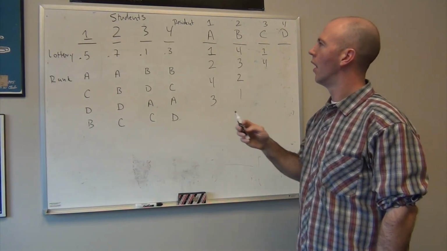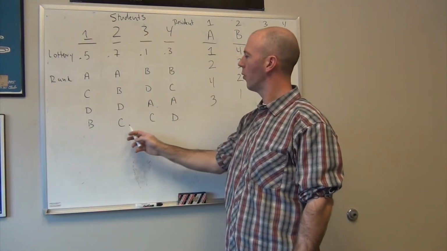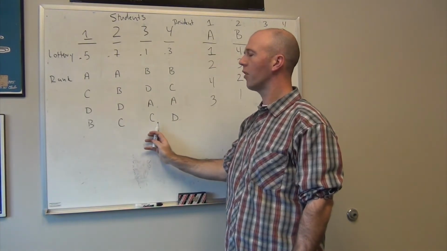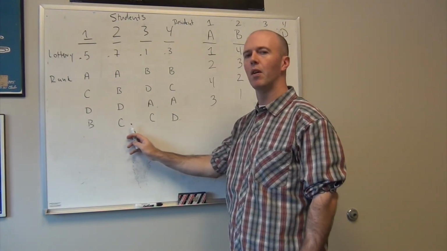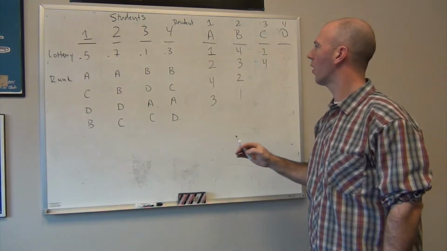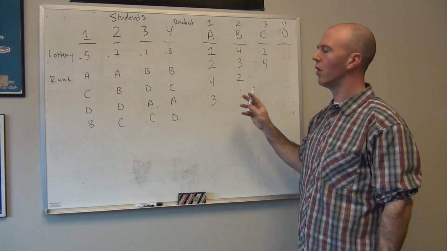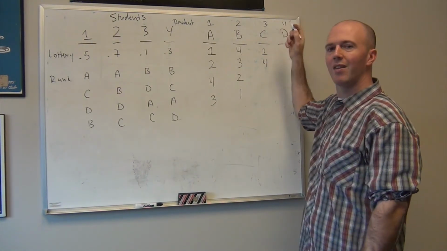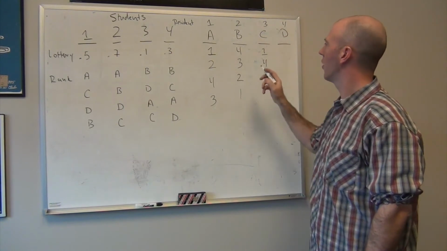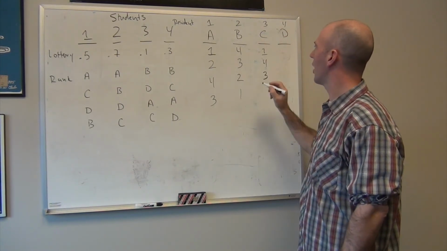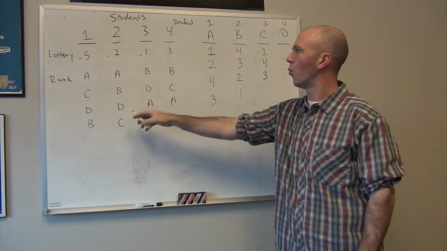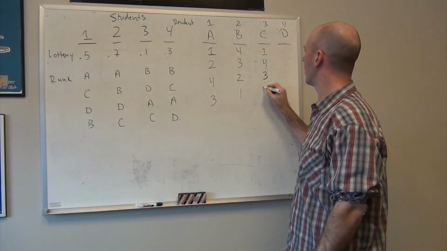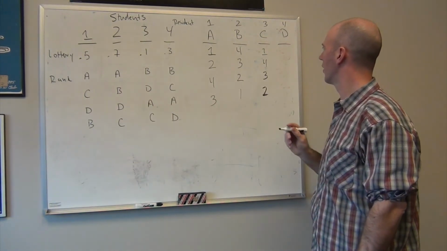Of the remaining 2 students, we look to see who ranks C the highest. Well, they both rank C the same. Our second question is, are either one of these students a neighborhood student? And in this case, 3 is the neighborhood student of C. And so that means 3 is going to have higher priority than 2 will. So 3 is next and 2 is last.